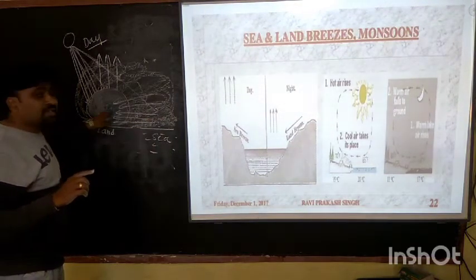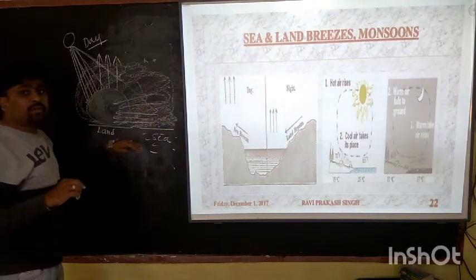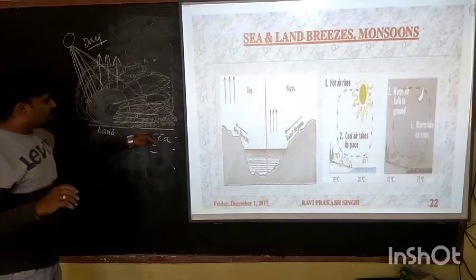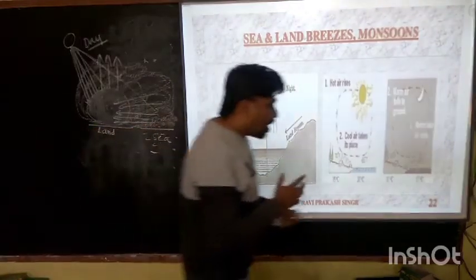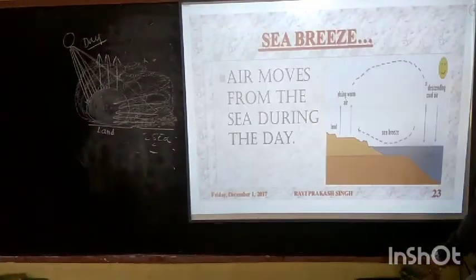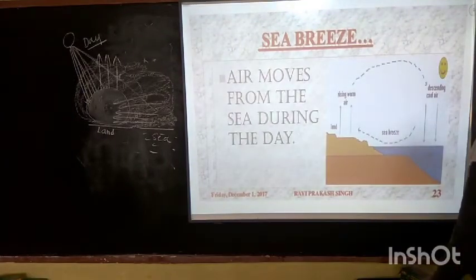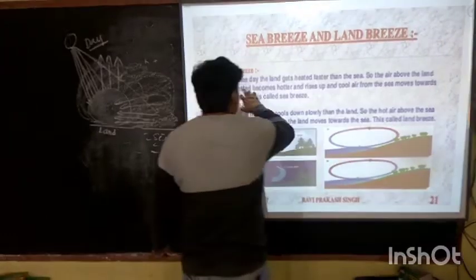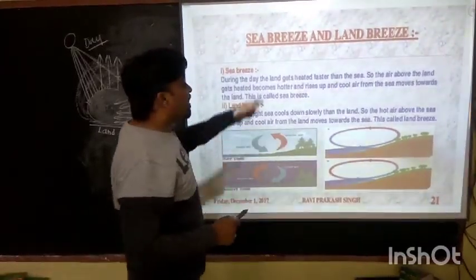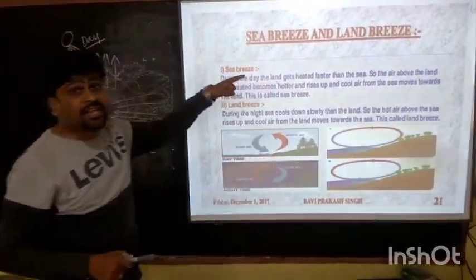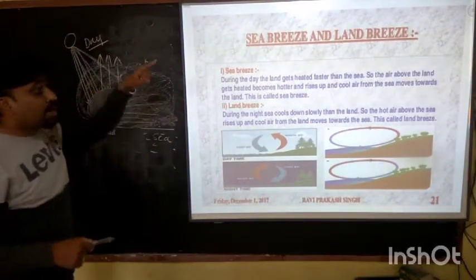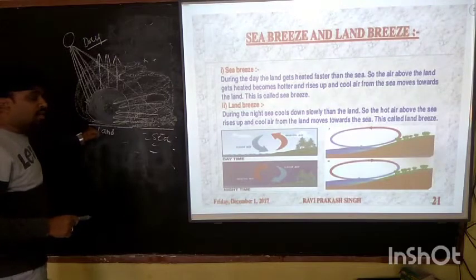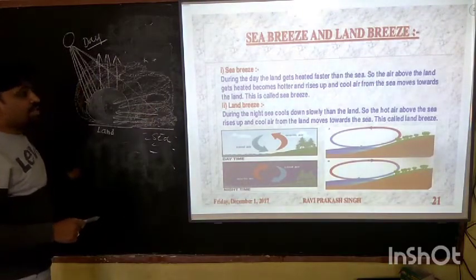Cold air passes here, and then cold air comes down again. That means in the daytime, compared to the sea, the land gets hotter. Why does sea water not heat quickly? This is the reason, due to the sea breeze. During the daytime, land gets heated faster. Why does land get heated faster? Because compared to the sea, the land heats faster. This is called sea breeze.